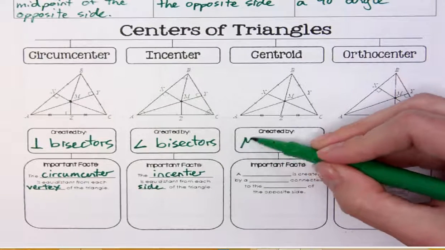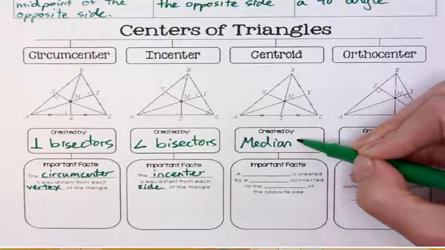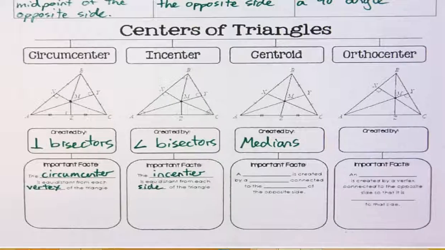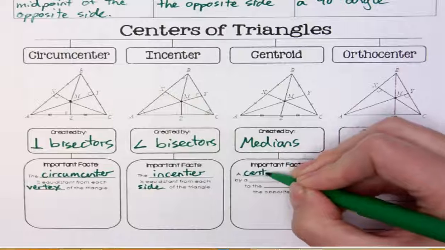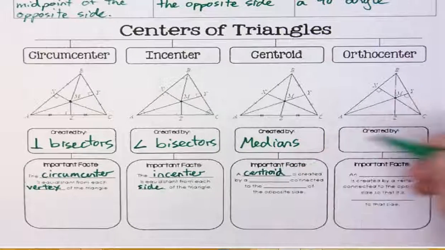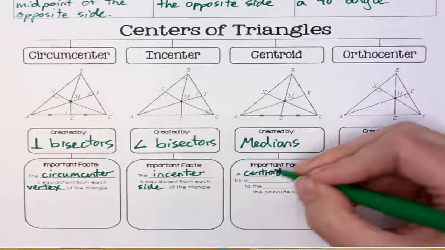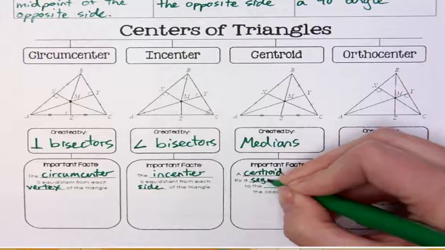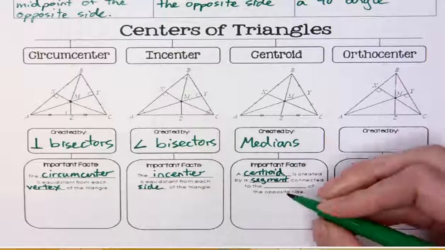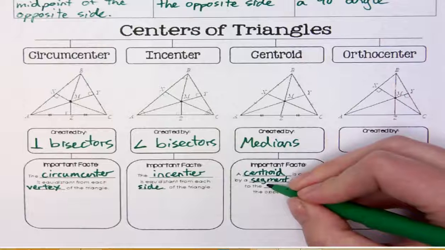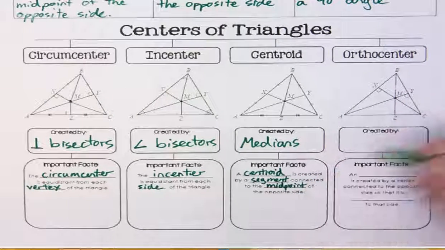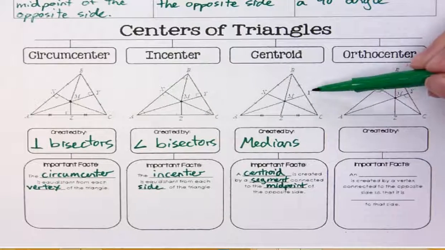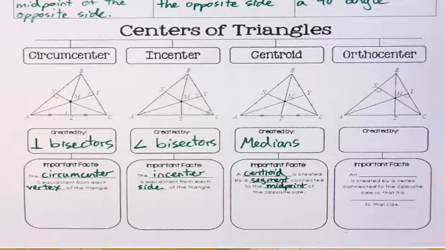Centroid is created by medians. And so centroid is created by a segment connected to a midpoint of the opposite side. So basically it's just when we draw the 3 medians, where do they cross?